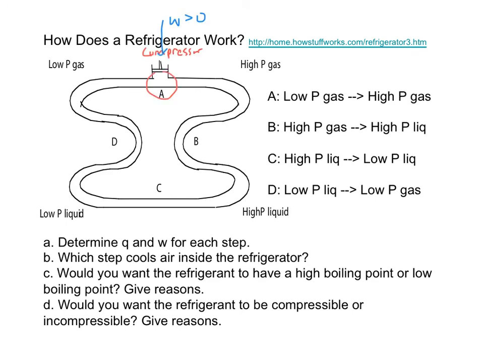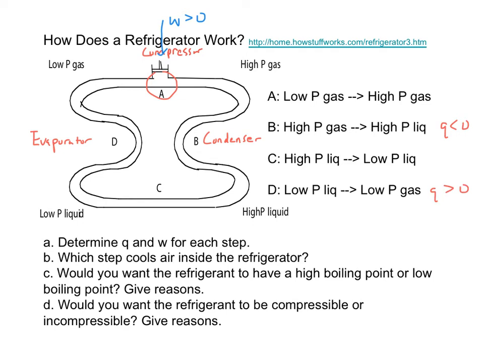In step B, a gas condenses to a liquid. This phase change is exothermic, so heat is released. In step C, the high pressure refrigerant liquid passes through a valve to become a low pressure liquid. And in step D, the liquid evaporates to a gas. This phase change is endothermic.